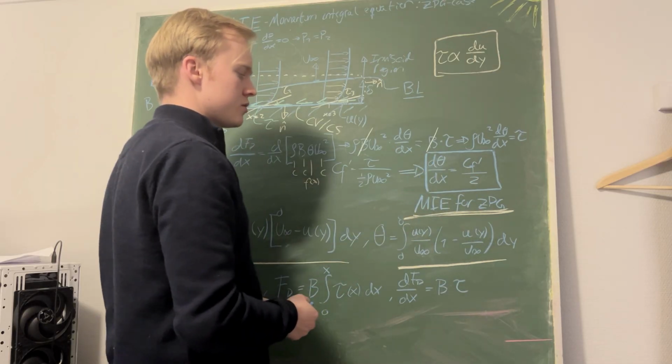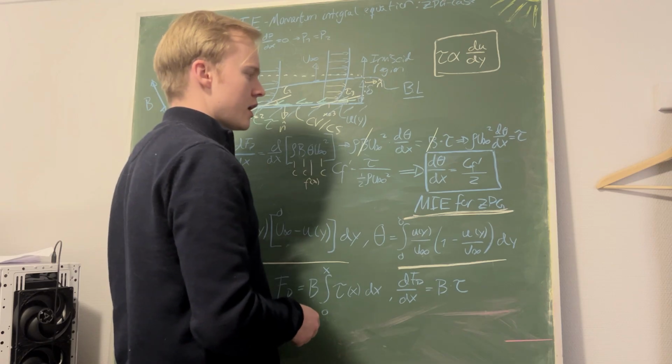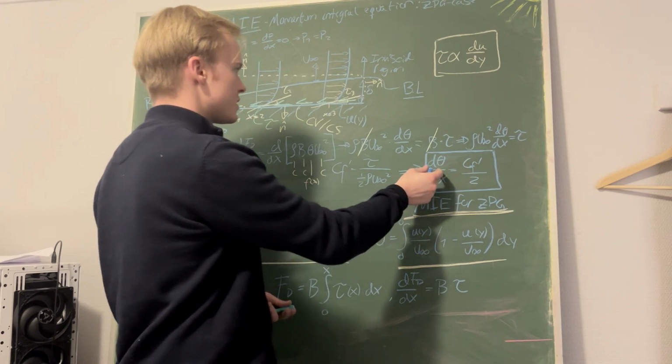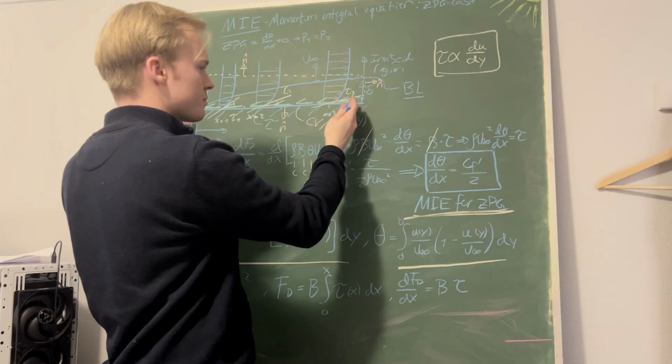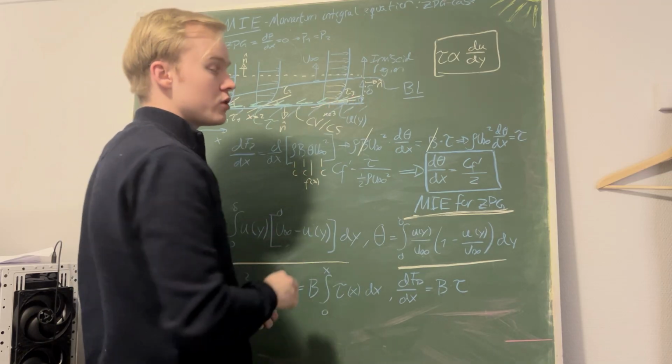And this is the whole point of this equation. It is telling you the relationship between our momentum thickness that is changing with respect to x and our local shear at a given point.